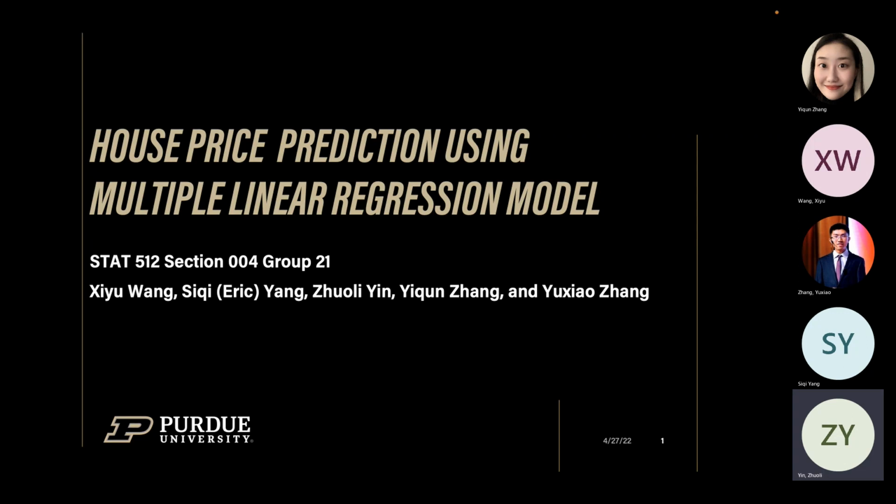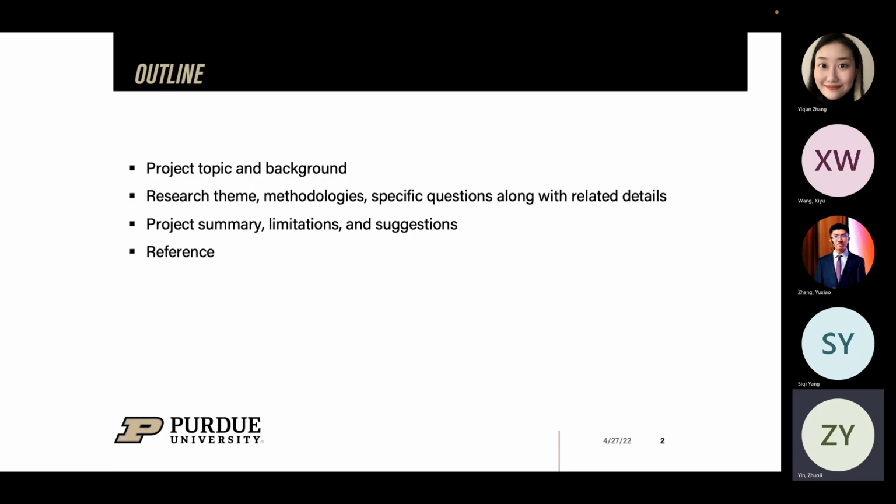This is Group 21 in class STAT512, Section 4. This is our group case study project that studies house price prediction using a multiple linear regression model. We're going to introduce our project from the following three major perspectives.